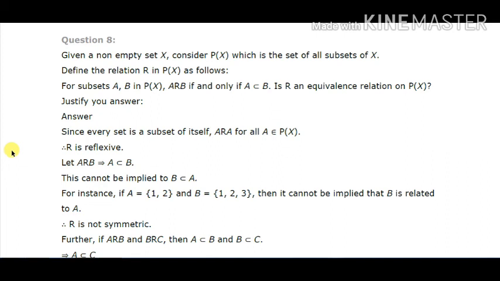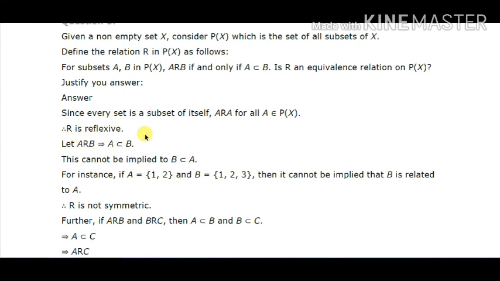For an equivalence relation, we have to show it is reflexive, symmetric and transitive. Now since every set is a subset of itself, we can write A is related to A. So R is reflexive. Now for symmetric, let us take A is related to B. It means A is a subset of B. Now we have to show whether B is also a subset of A or not.